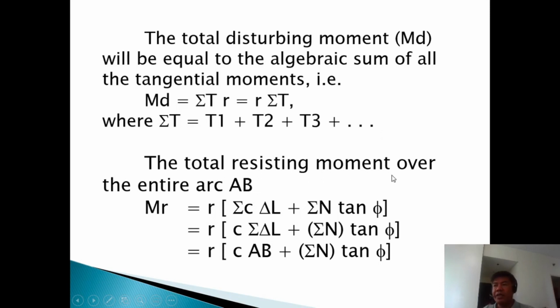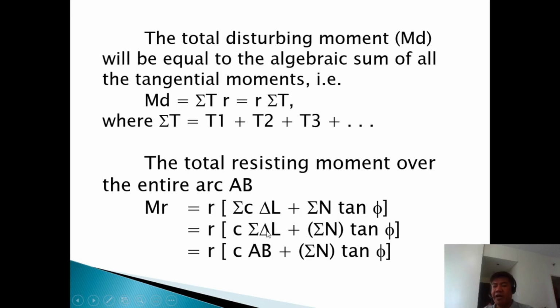For the resisting moment, which is the same as the terminology that we use, it is the resisting moment over the entire arc AB. The formula is R, which is fixed, times the summation of the cohesion times delta L, plus the summation of the normal forces times the tangent of phi. So you have the cohesion and the angle of internal friction. Of course, the unit weight is used for computing the tangential forces and the normal forces.